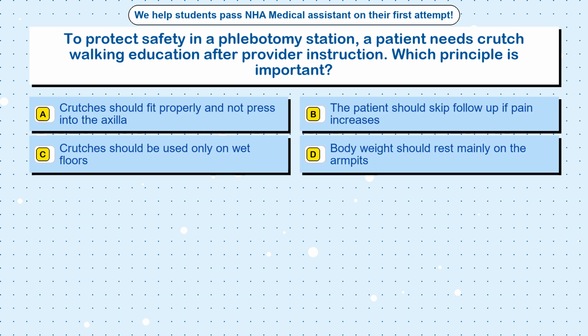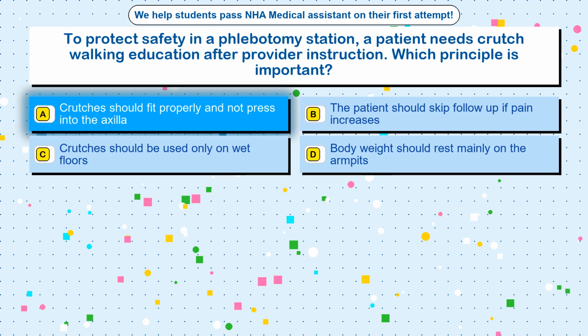Crutches should fit properly and not press into the axilla. Option B. The patient should skip follow-up if pain increases. Option C. Crutches should be used only on wet floors. Option D. Body weight should rest mainly on the armpits. The correct answer is option A.